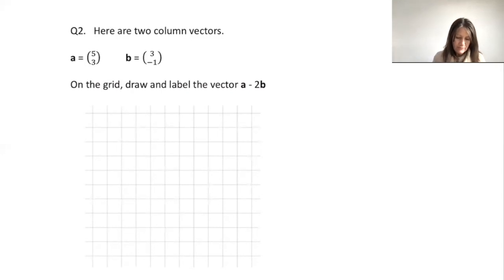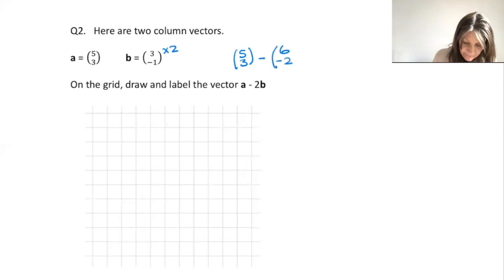All right, so we've got 2 column vectors, A and B, and on the grid, we've got to draw and label the vector A minus 2B. Okay, so we obviously need to work out what 2B is. So we know that A is 5, 3. We've got to take away 2 lots of B. So we've got to times this B up by 2. So that's going to give me 6 and minus 2. 5 take 6 is minus 1, and 3 minus minus 2 is 5.